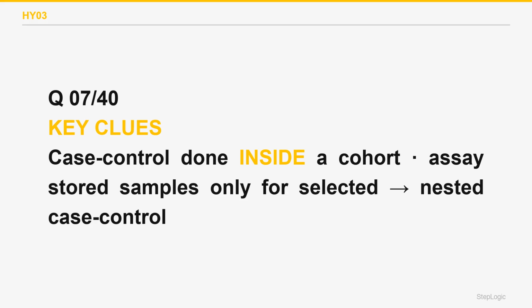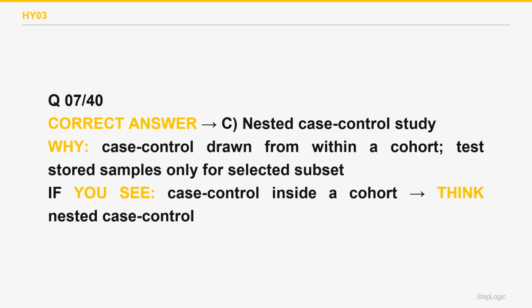A nested case control study runs a case control analysis within an existing cohort. You take the cases that arose and a sample of controls from the same cohort, then do the expensive testing only on those selected. It saves money and effort. For example, assaying banked samples for a subset instead of the whole cohort, while keeping the cohort's advantages. The correct answer is C.